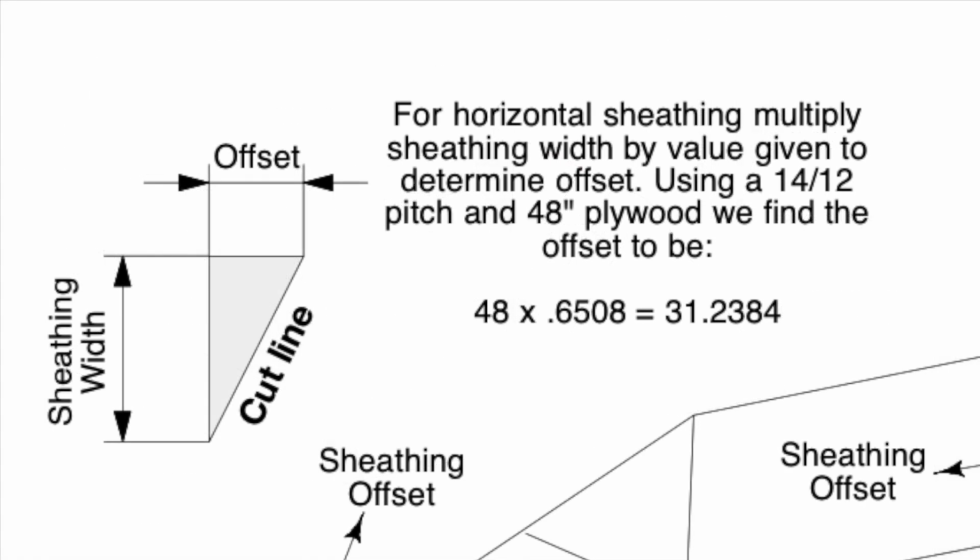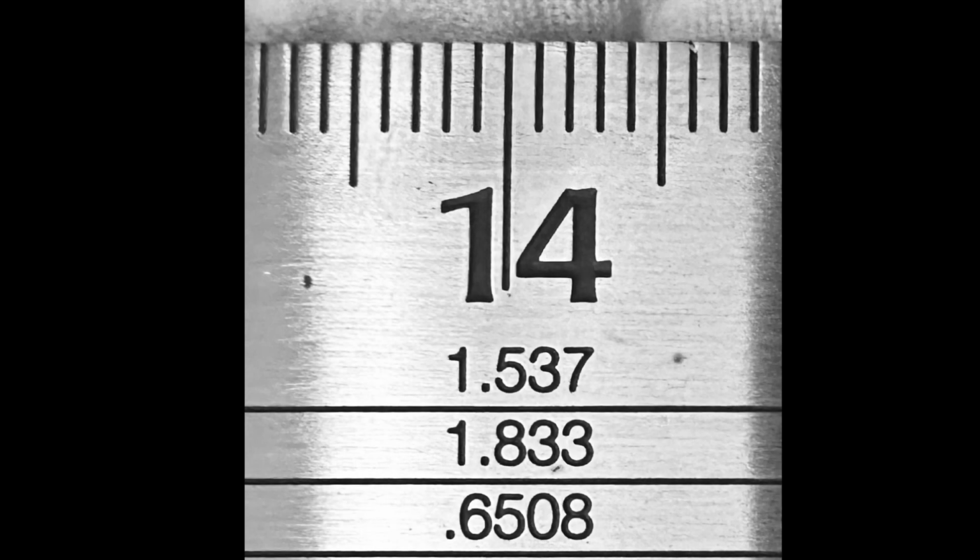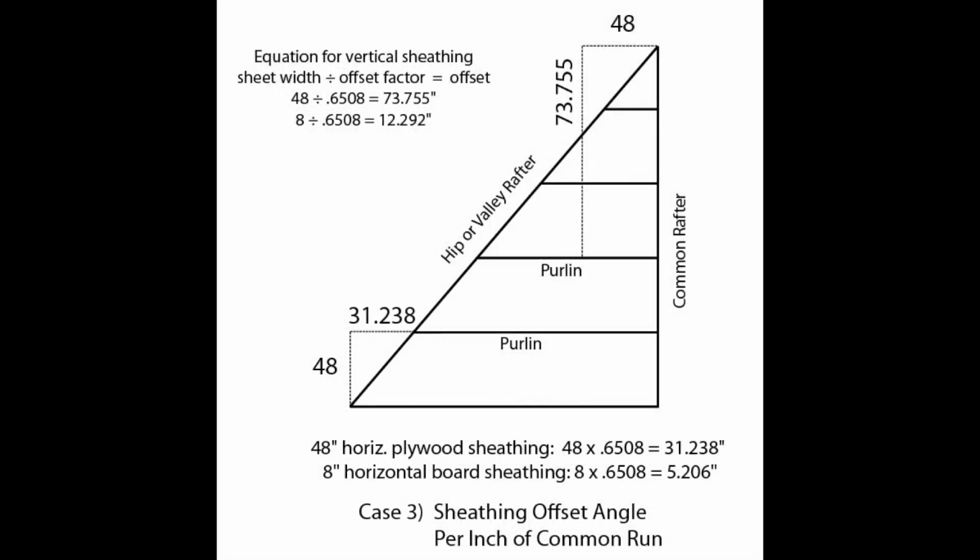When running boards or plywood perpendicular to the common rafters into the hip or valley, simply multiply the width of the board or plywood by the given factor in the column under the appropriate roof pitch to determine the offset length for each course. Using the same example for a 14/12 pitch, the value on line 3 is 0.6508. For an 8-inch board, the offset length, or the difference in length for each successive course of boards, would be 8 times 0.6508 equals 5.2064 inches.